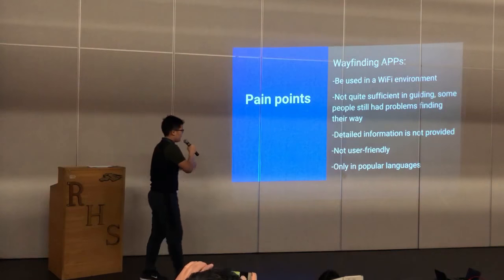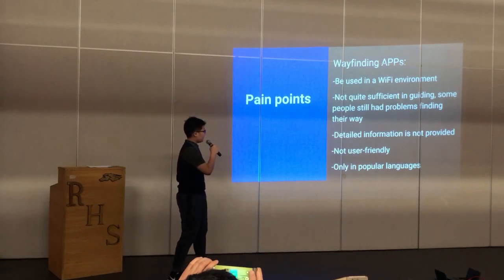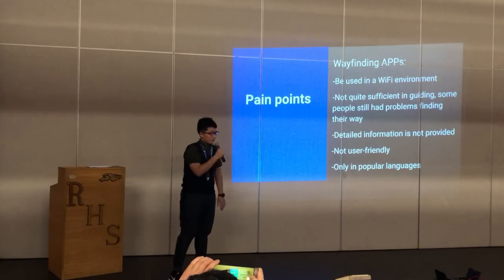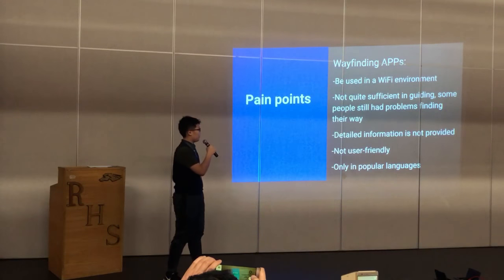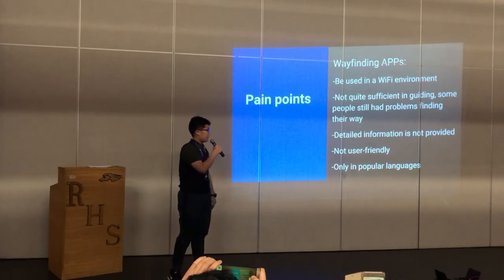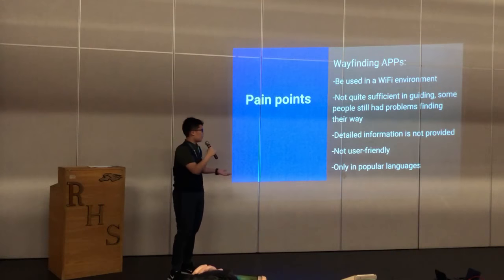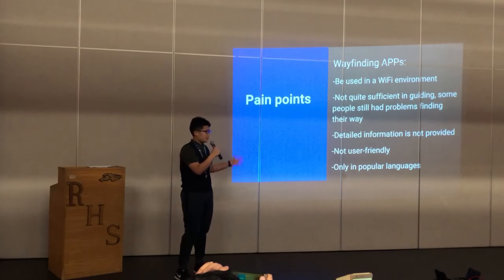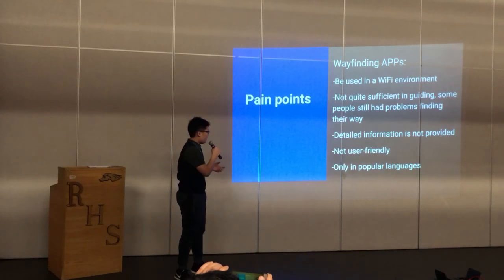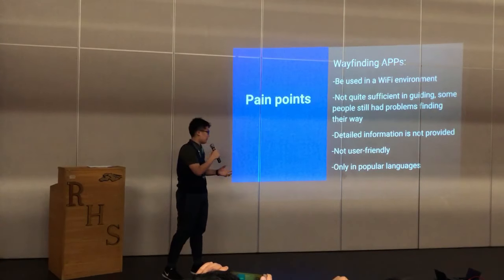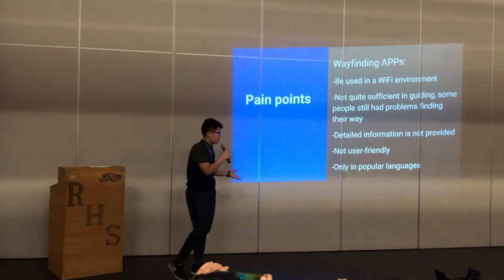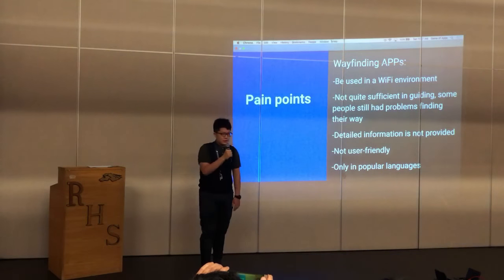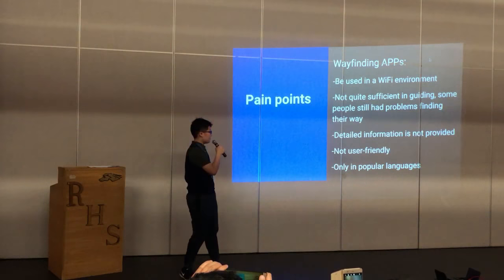So we have some pain points for the wayfinding apps currently. All wayfinding apps should be used in a Wi-Fi environment, and they're not quite sufficient in guiding. Some people still have problems when they are finding their way. The detailed information about their destination and their route is not provided, and this is not quite user-friendly. And most apps are only in popular languages. So the solution is Open Transit.